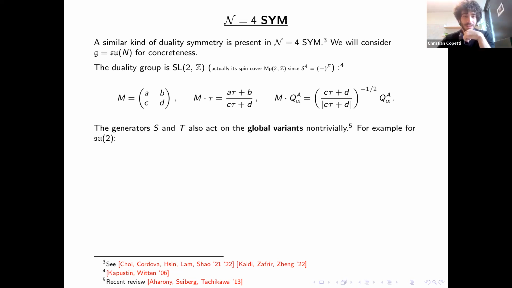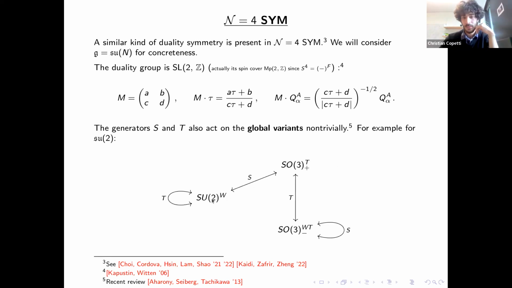It's nice. But what is important is that the generators of the duality group also change the gauge group. They don't change the gauge algebra in this case, but they change the gauge group, which I will refer to as global variant. So for SU(2), there are 3. And for example, the action is as follows. You have SU(2), SO(3)+, which is just gauging the one-form symmetry, and SO(3)-, which is gauging the one-form symmetry with a discrete torsion.